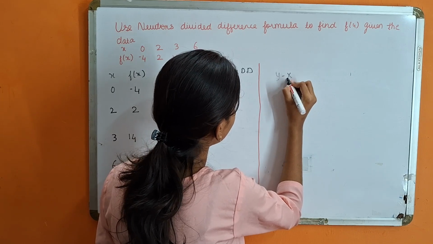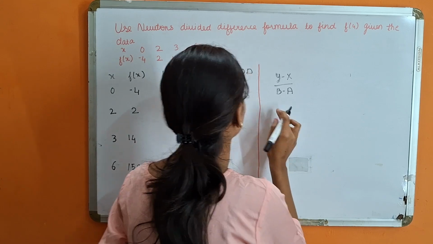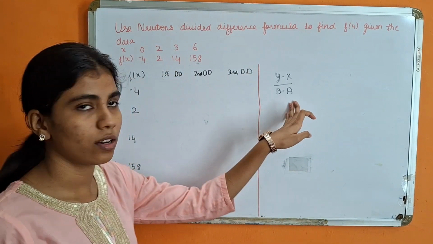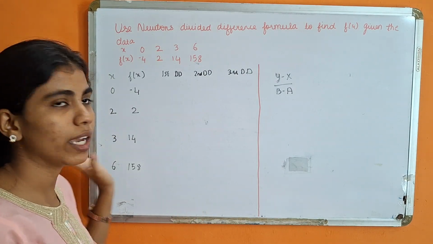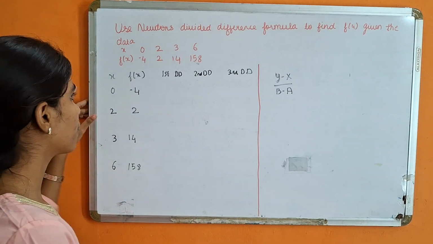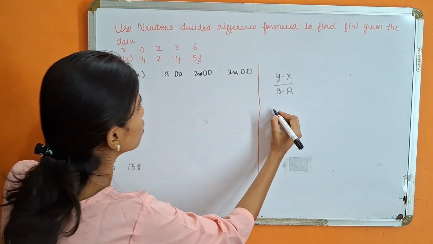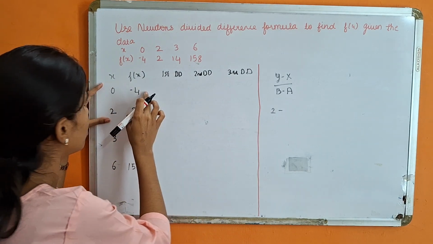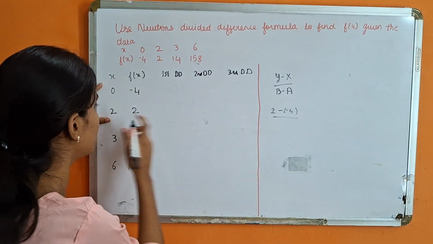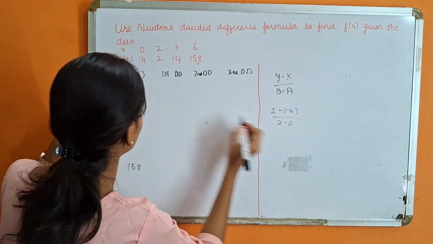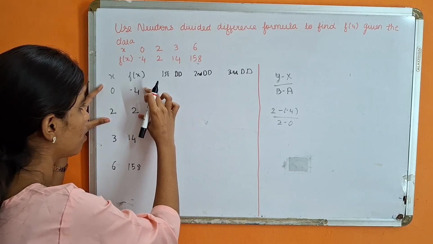So now what you have to do is put one calculation in your calculator, that is y minus x divided by b minus a. Now I tell you what is your y, what is your x, what is your b and what is your a. So first you are going to consider these 4 terms. What is your y? Your y is 2 minus your x, -4, divided by your b, which is 2 minus 0. So you get the value as 3. Write this in between of these both.